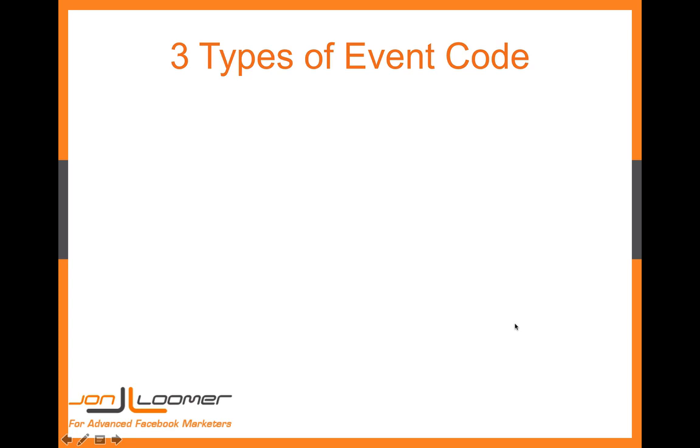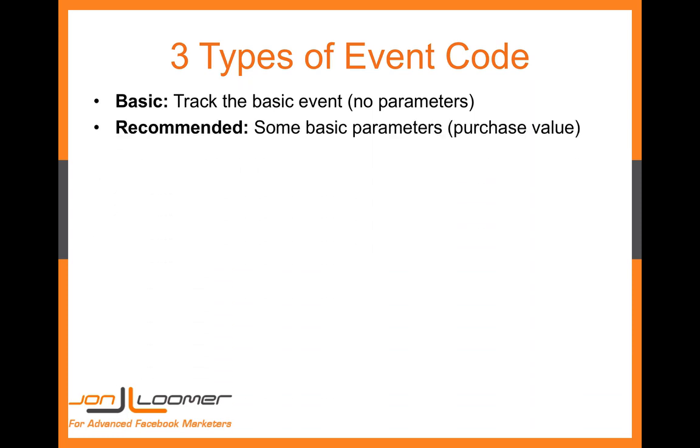So understand there are 3 types of event code depending on how complicated and sophisticated you want to get. We have basic. We just track the basic event. So there are no parameters to it. We're just tracking all searches, all registrations, whatever it is. But Facebook also recommends adding some basic parameters. So that's the second option, recommended. So I guess they're really trying to steer you there.